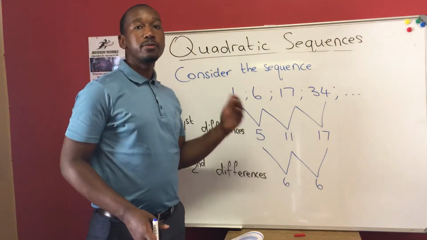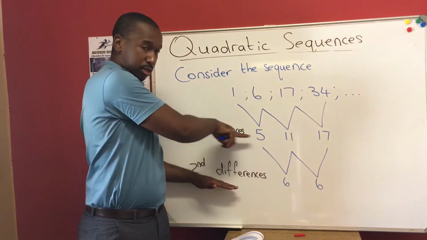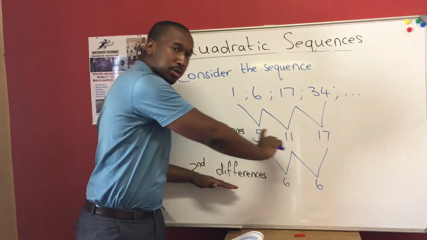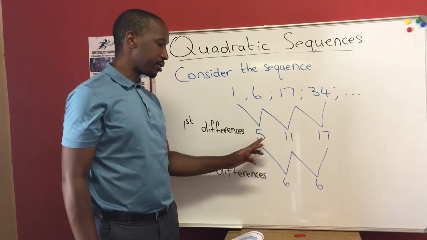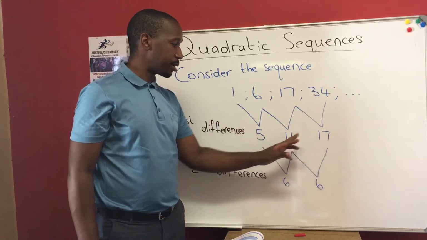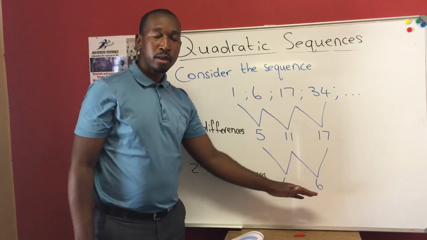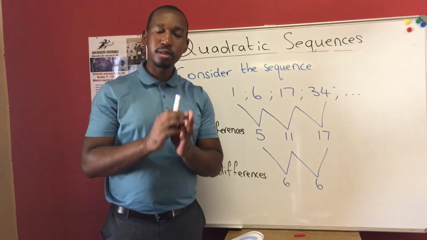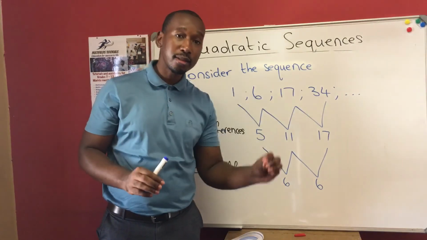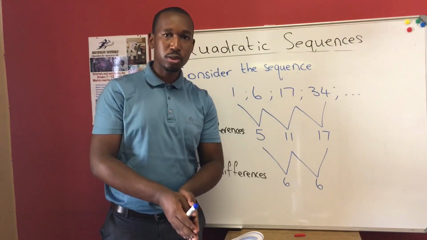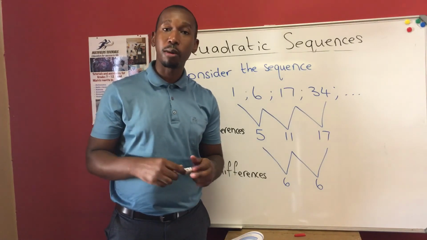Then we are going to go a step further and look at the second differences. Now we are going to take the differences of the first differences. So the first differences form a new sequence, and then we look at the second differences. We get that 11 minus 5 is 6, and 17 minus 11 is also 6. So they are the same. So the definition for quadratic sequences is as follows: quadratic sequences are sequences in which the second differences are equal. So they have equal second differences. Now let's move on and find out more about the quadratic sequence.